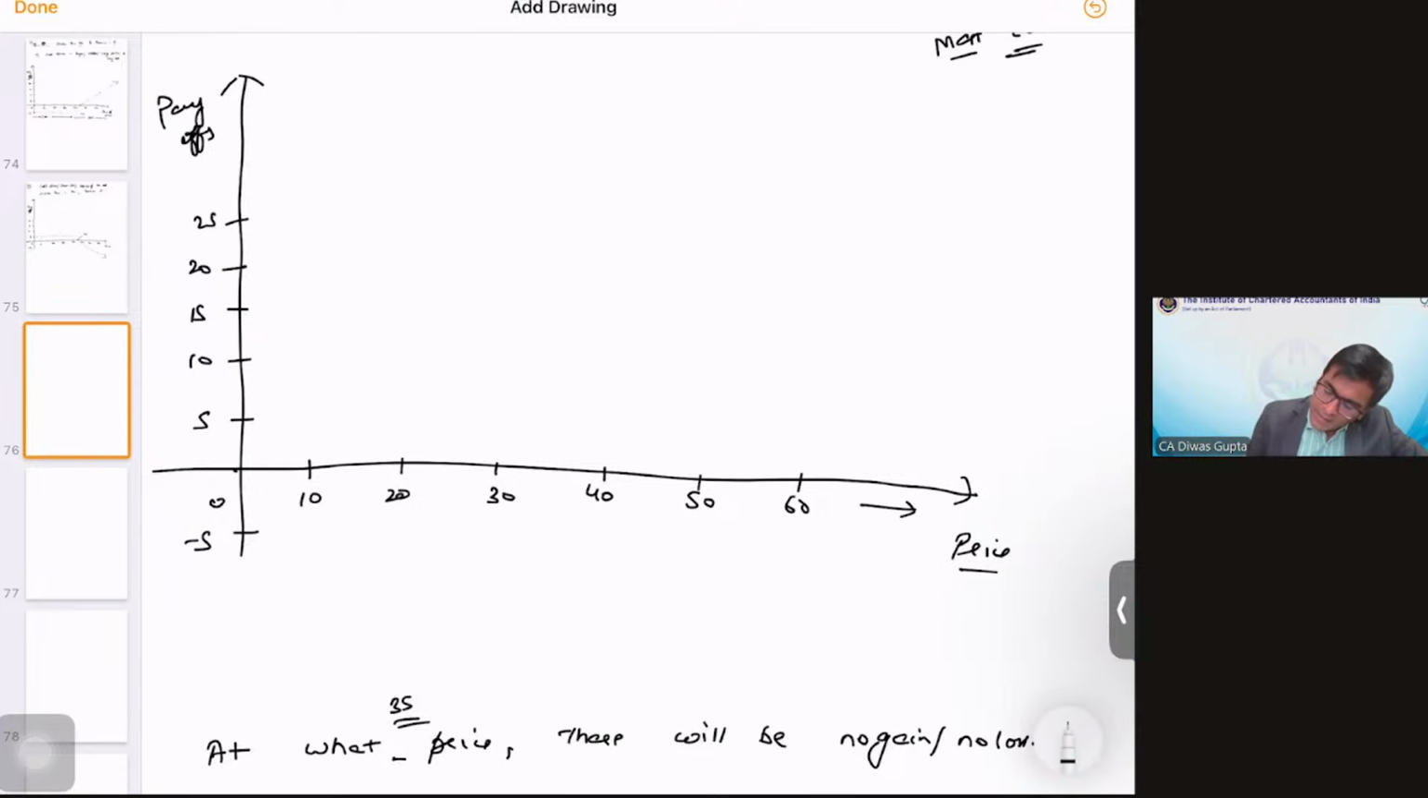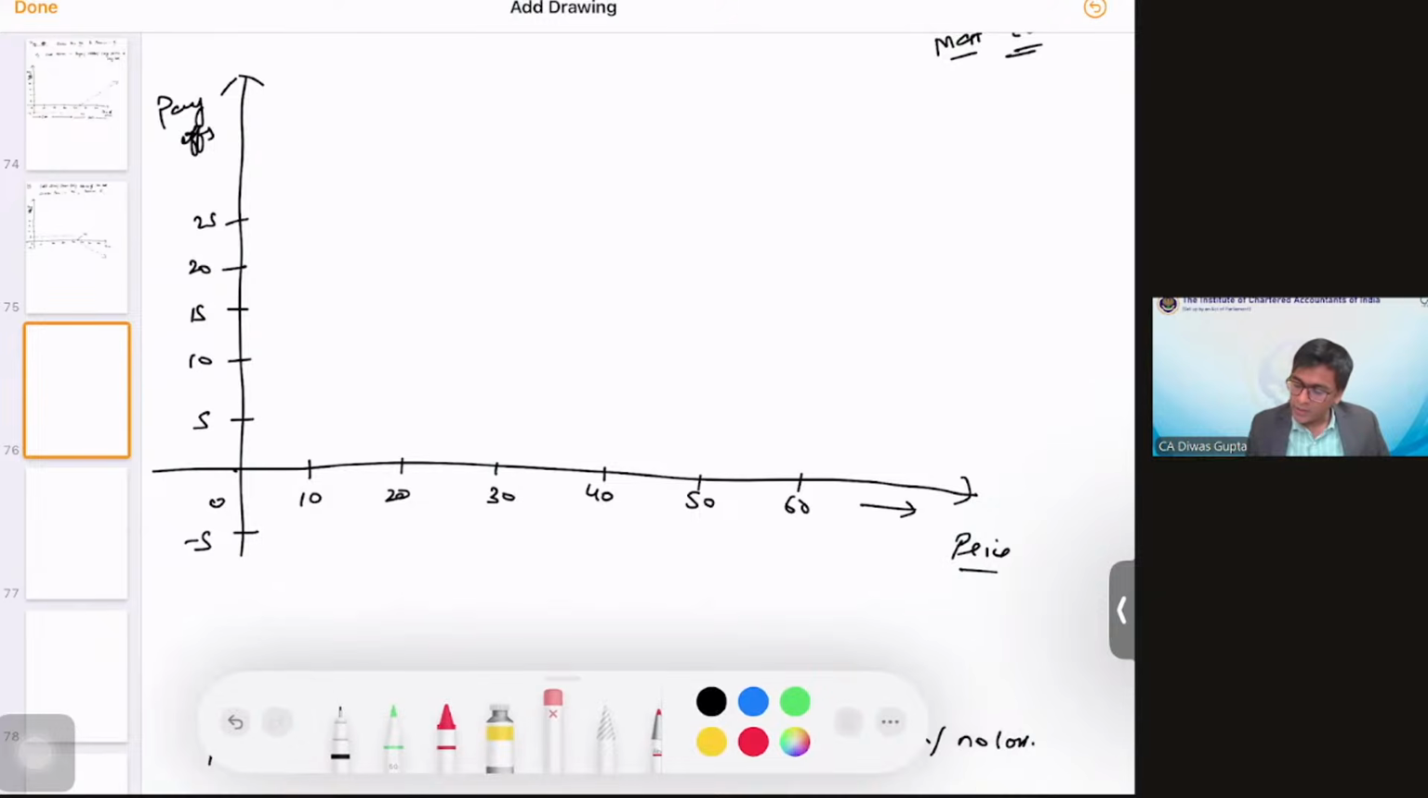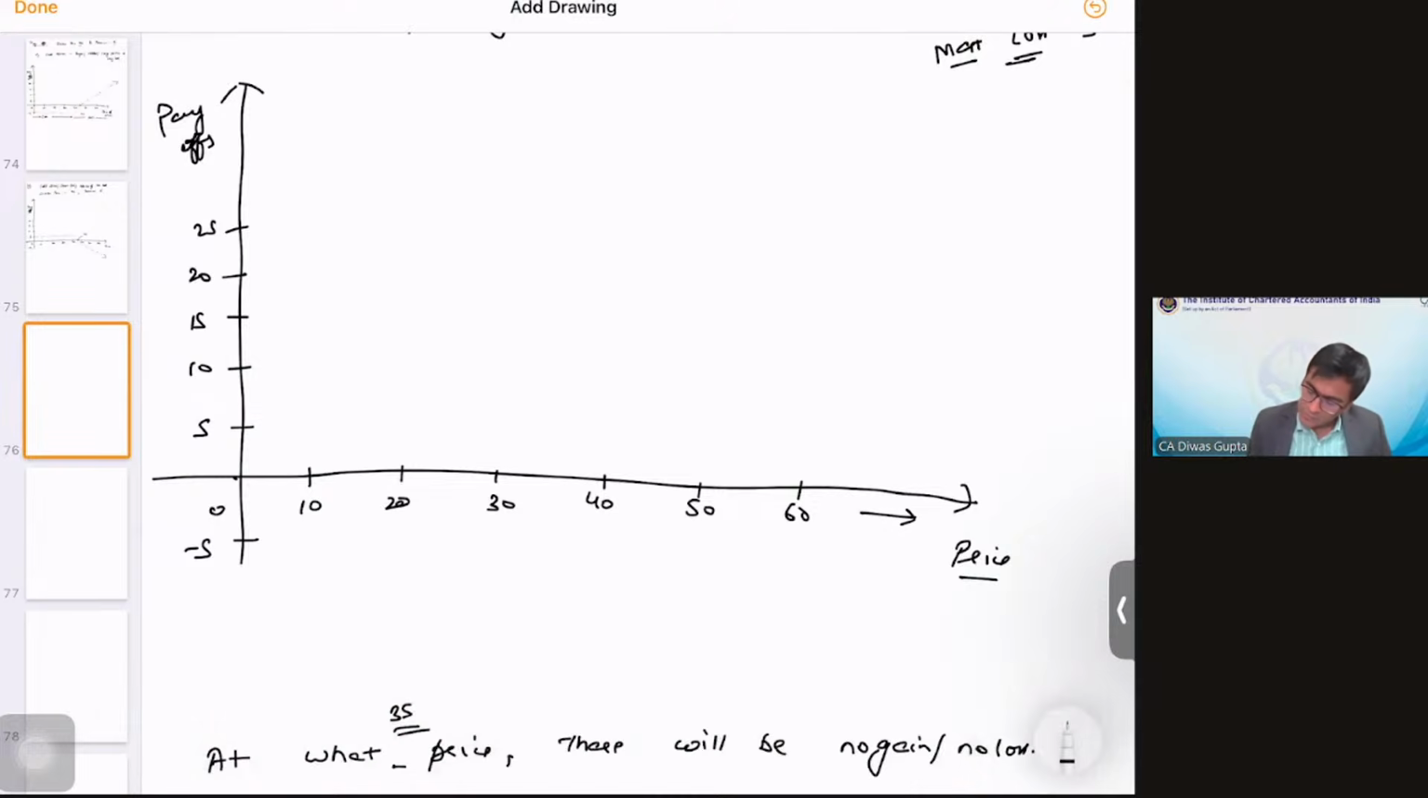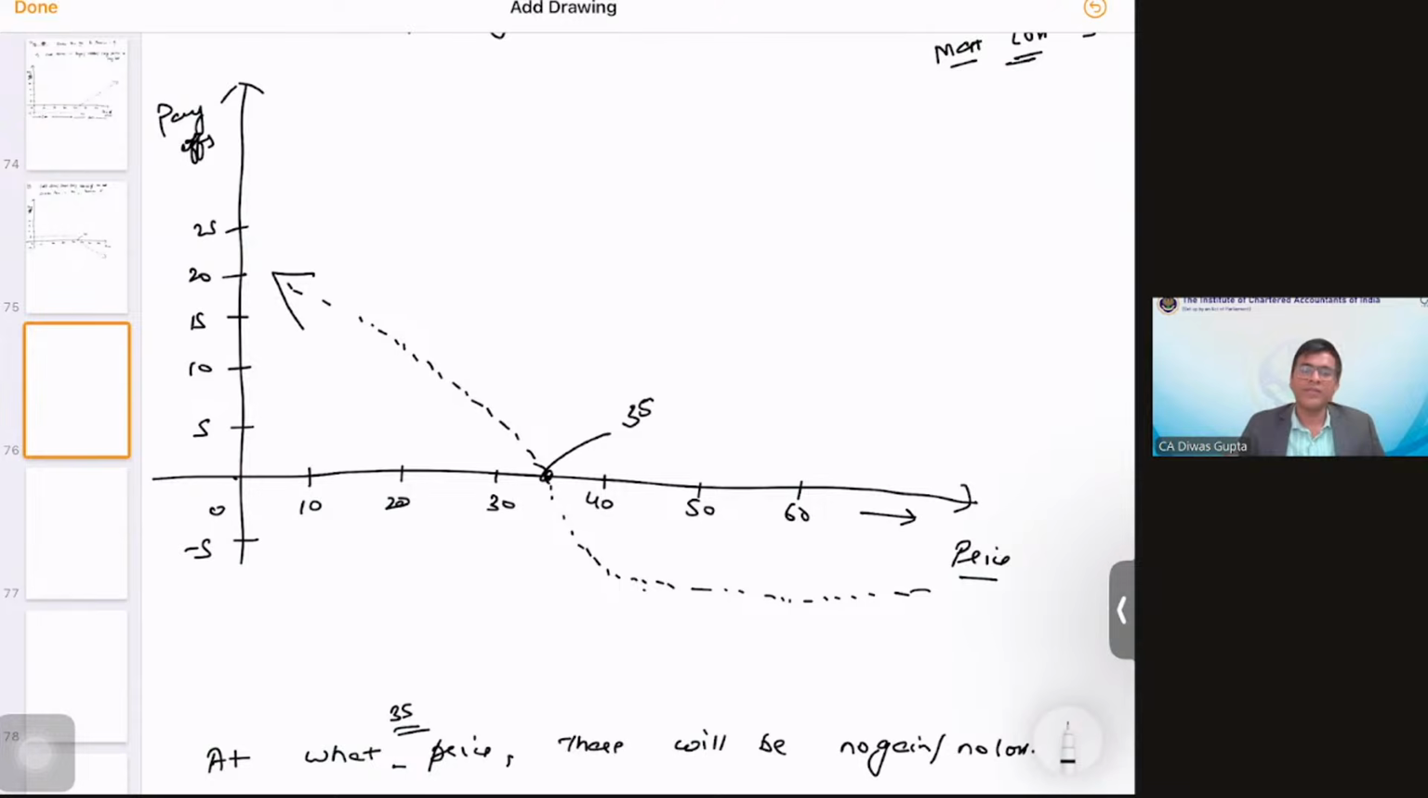So the 5 rupees gain, sorry, there will be a loss to the holder. So the 5 rupees loss will continue and will turn into profit as the price goes below 40 and 35. So here it is 35, students.